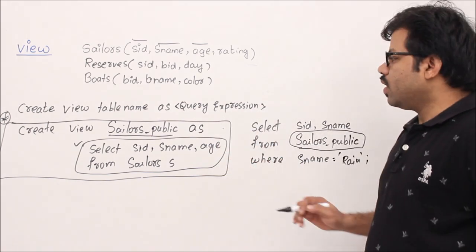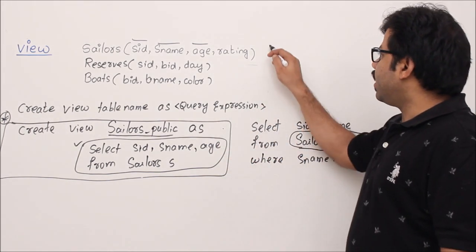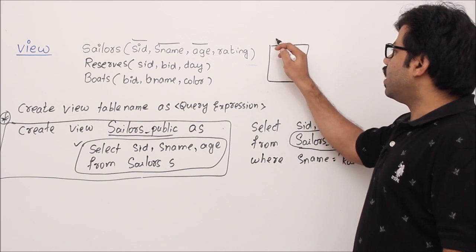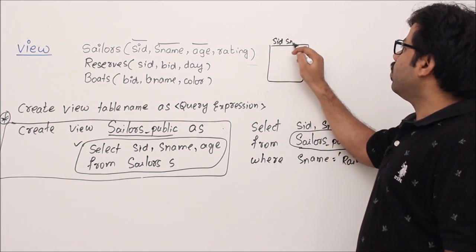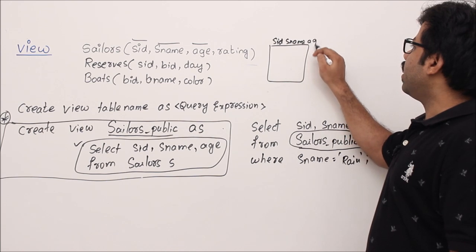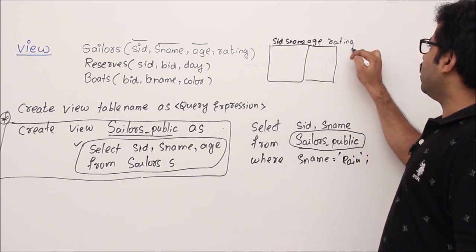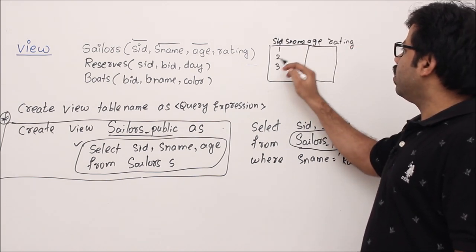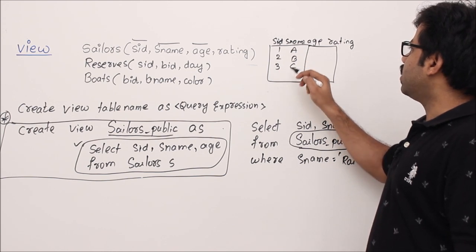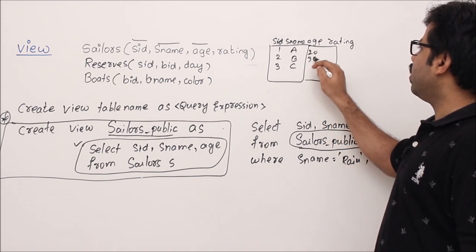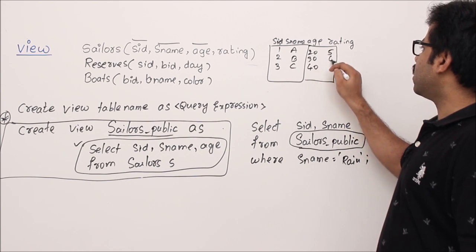I will tell you. Example, you have some data like this in the sailors table: SID, SNAME, let's take age, comma, rating. If you have some values like this, 1 to 3, A, B, C are the names of the sailors. Let's say age is 20, 30, 40, and ratings are 5, 6, 7.